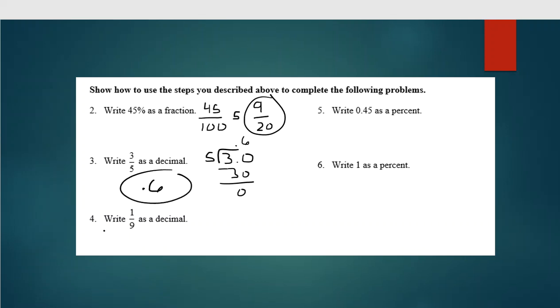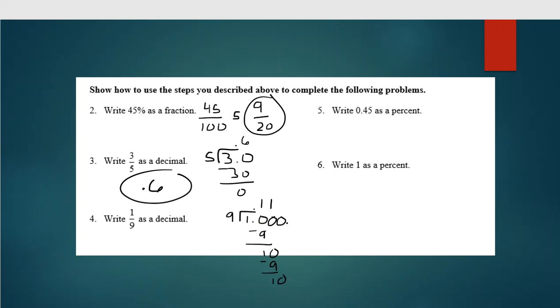Okay, the next one, write 1/9 as a decimal. So to write 1/9 as a decimal, we take the 1, we divide by 9, we add a decimal 0. 9 goes into 10 one time. 1 times 9 is 9. 10 minus 9 is 1. Add a 0, bring a 0 down. 9 goes into 10 once. 1 times 9 is 9. 10 minus 9 is 1.